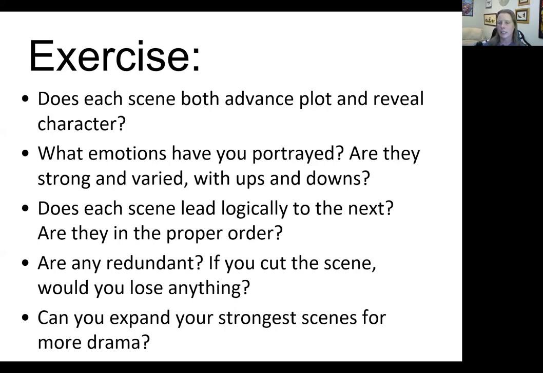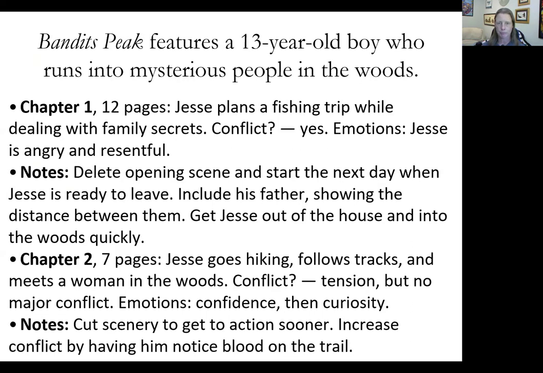You can check whether each scene leads logically to the next, and if they're in the proper order or if they'd be better shuffled around somewhere. And you can check for redundant scenes. So if you have your one sentence about what happens in each scene and you have several of those scenes where the sentence is basically the same, maybe you don't need all those scenes. So you could cut some or combine them. And you can also look at which are your strongest scenes. Should you expand them for more drama or add more complications?